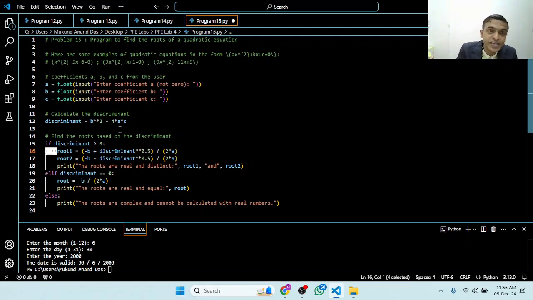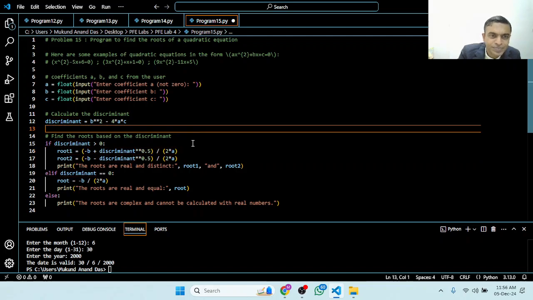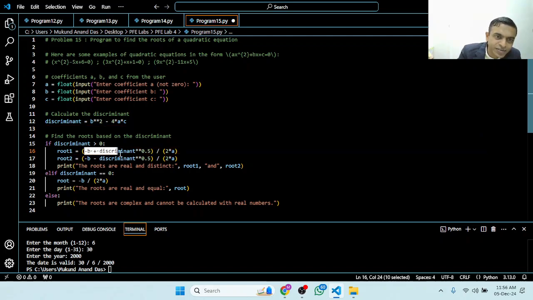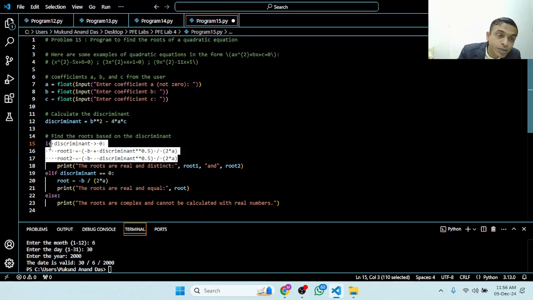But what are the roots? Root 1 is minus b plus the square root of the discriminant, b square minus 4ac, so raised to 0.5, the square root is raised to half, divided by 2a. Minus b plus square root of b square minus 4ac divided by 2a equals root 1. So this we have done. And what is the second root? It was plus minus, so here the second root will be minus b minus the same thing. So if the discriminant is positive, you will have real and distinct roots, root 1 and root 2.